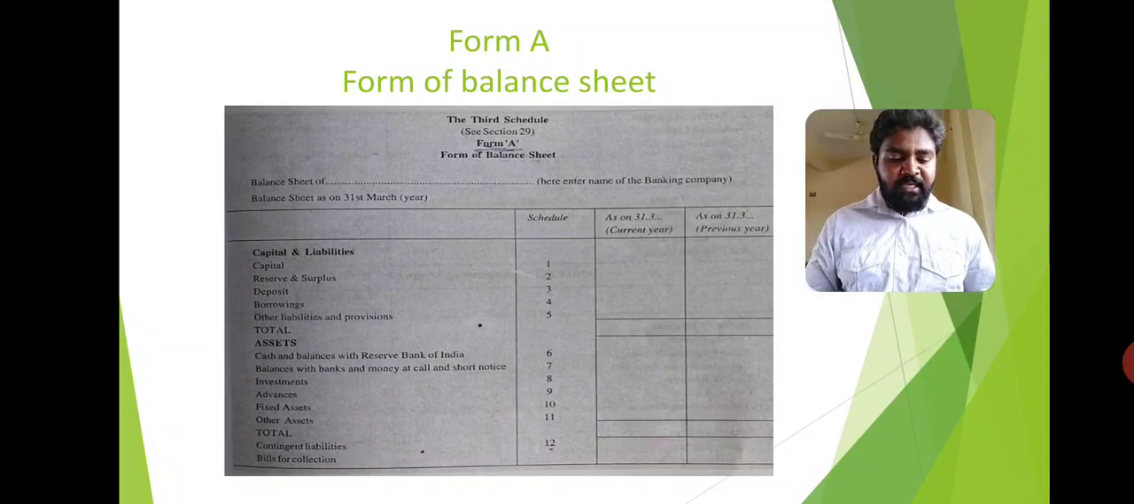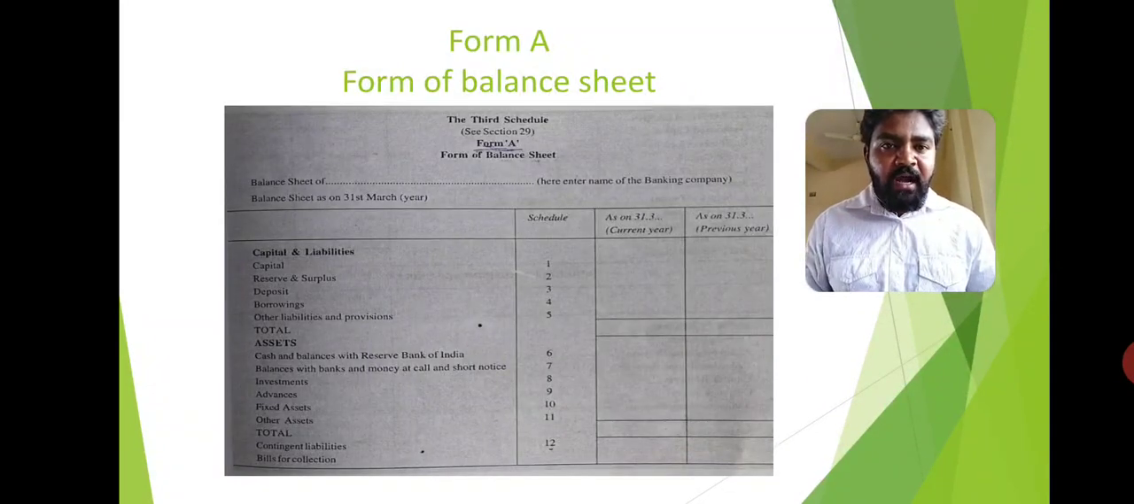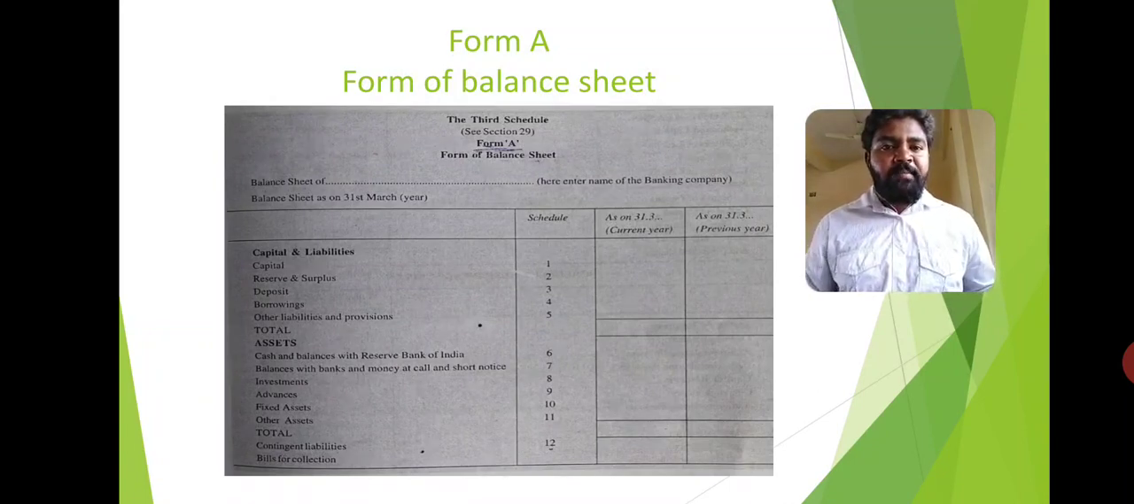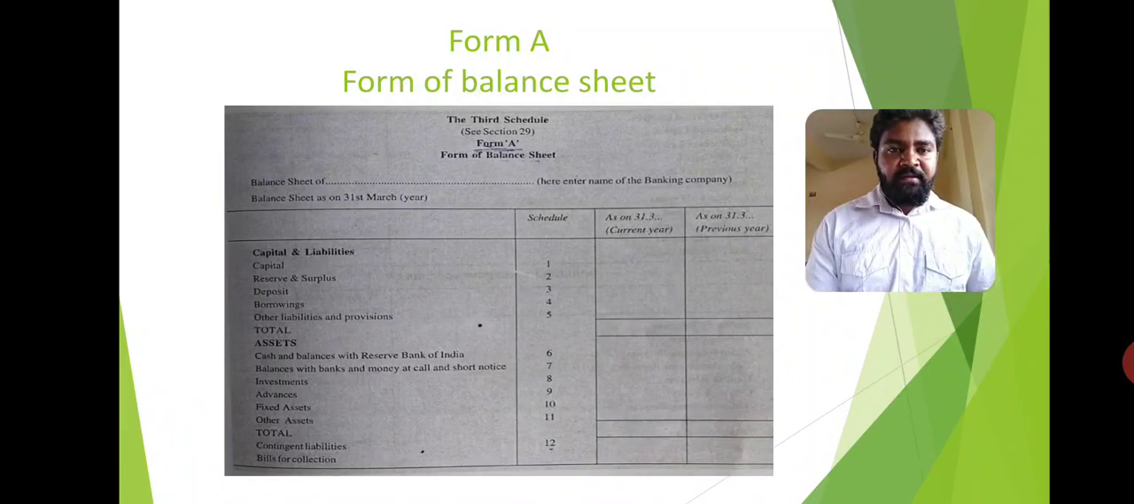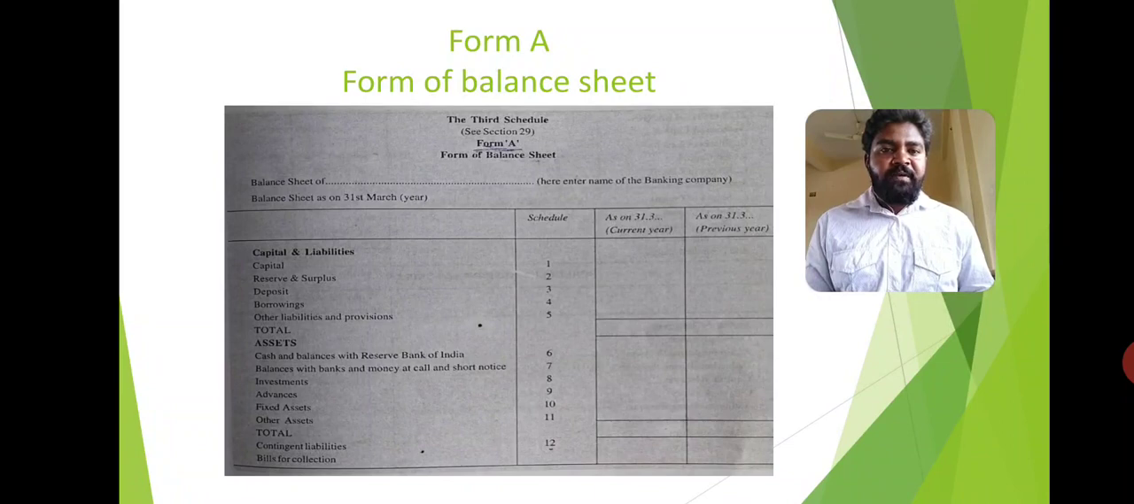The next, other liabilities and provisions, like bills payable, inter-office adjustment, interest accrued, then others, including provisions. So this information is to be considered under the head of other liabilities and provisions, which is schedule number 5. After considering these 5 schedules, we will get the total. After that, assets come. Assets start from schedule number 6 to 11. And contingent liabilities we need to show separately.